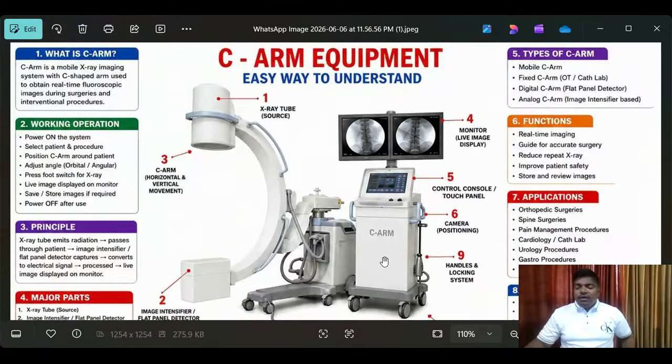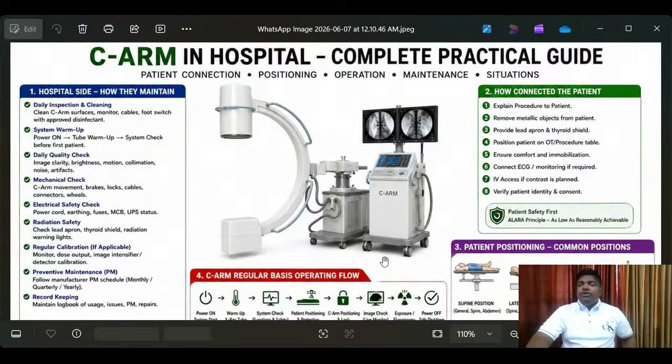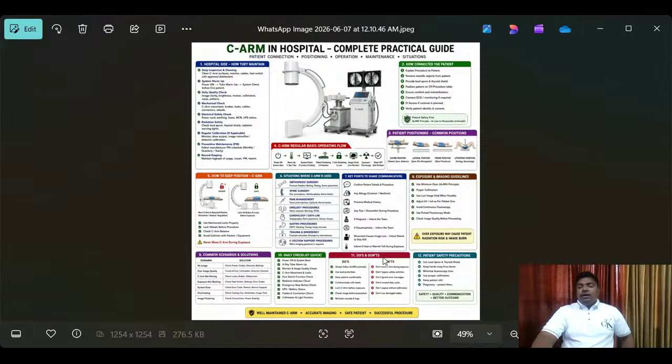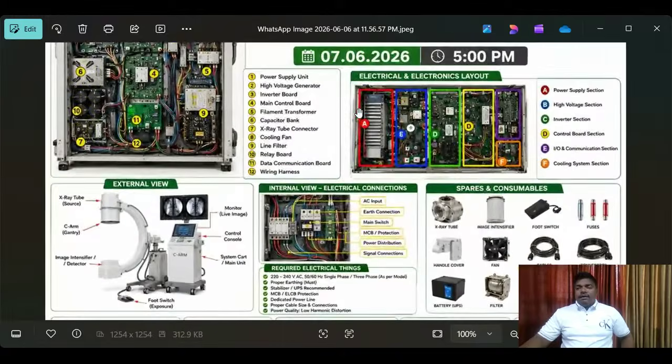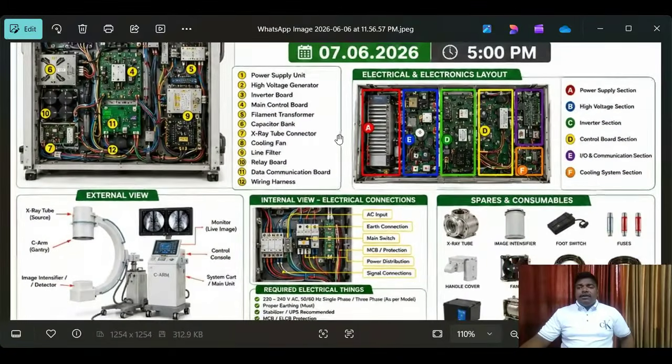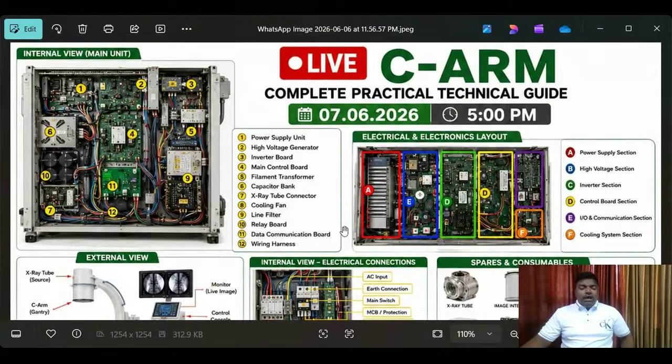Please continue, engage. Now I'm going to show you one more, the internal part of the C-arm. I have to think about a lot of things to prepare this, so it is not easy to express here. In this image you can see the C-arm complete practical technical guide. Here is the internal part of the C-arm.